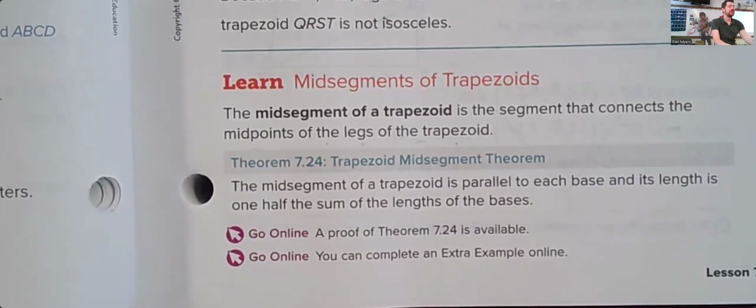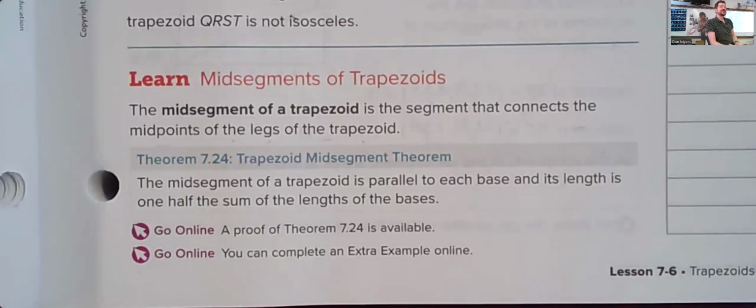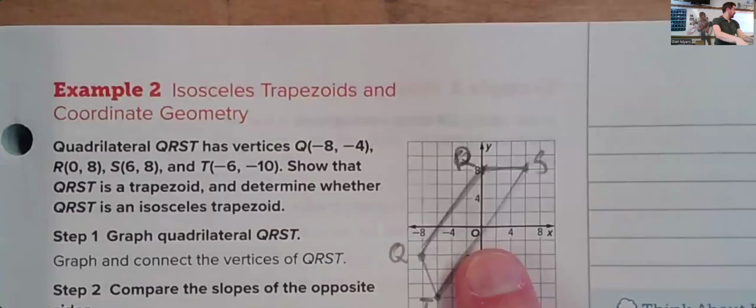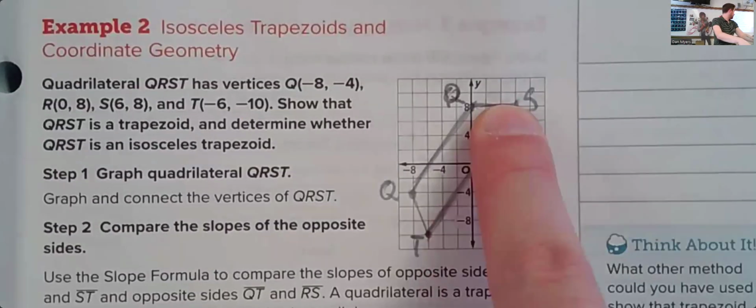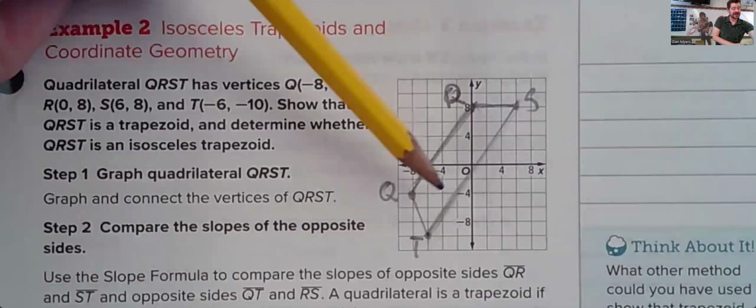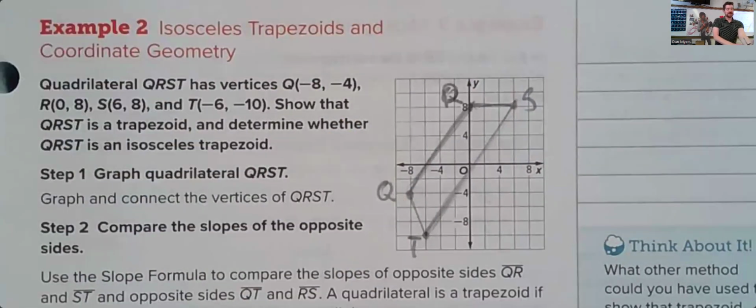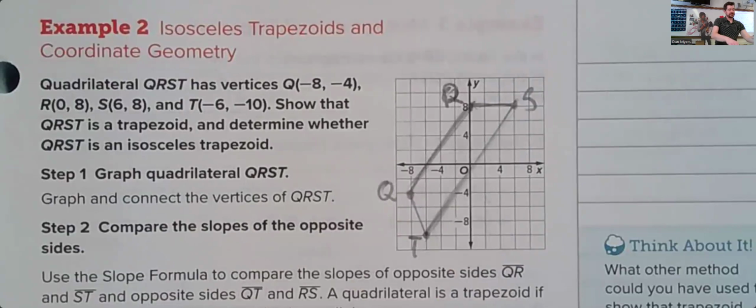What we didn't see in the warm-up, and it's something that maybe some of you noticed, but we didn't actually say it, is the mid segment is parallel to both bases. So if you end up drawing a mid segment, if you connect the midpoints of the legs, that segment is parallel to both bases. So like here, if we were to get to the midpoint of RS and the midpoint of QT, and then just draw a segment that connects those, that segment would be parallel to QR and to TS. So let's take a look.